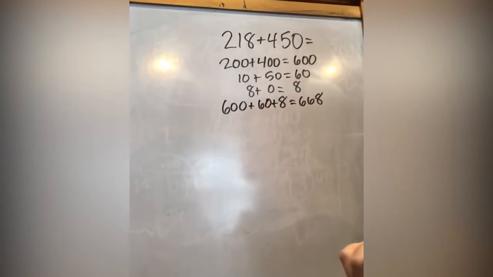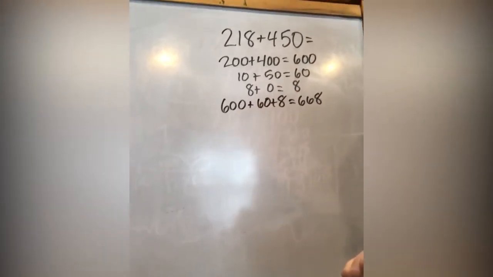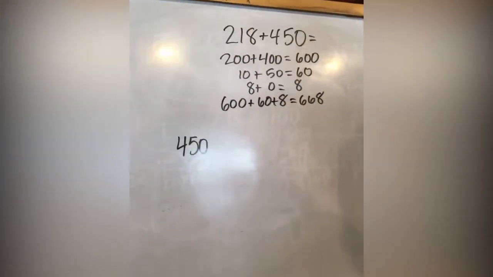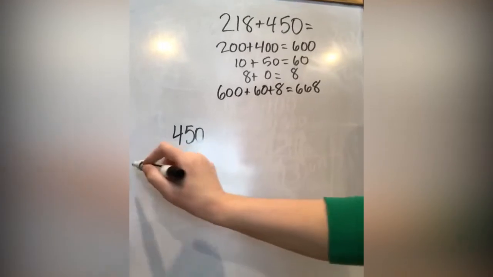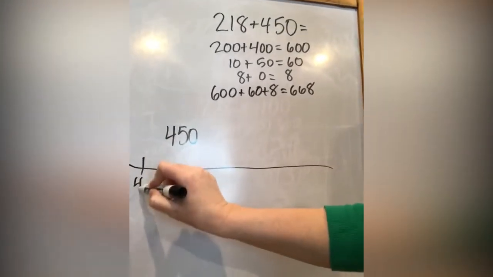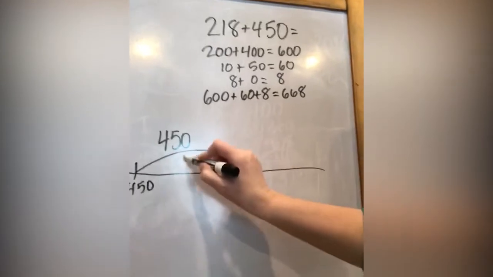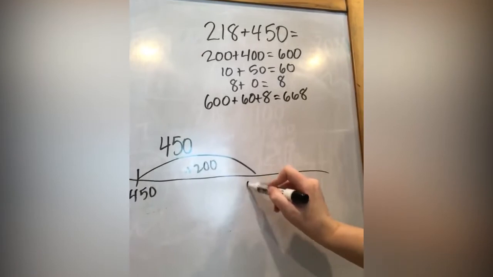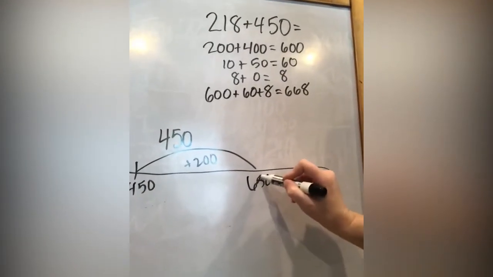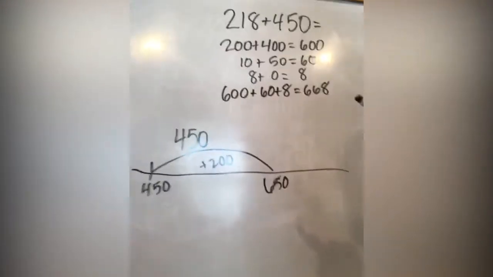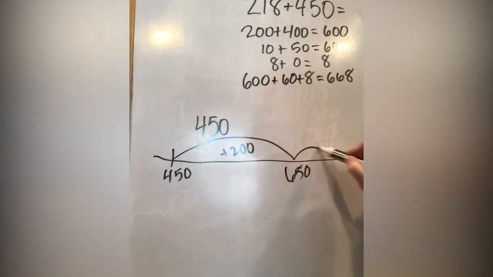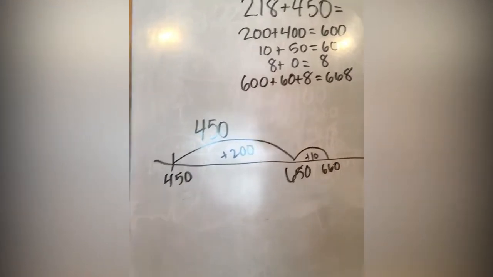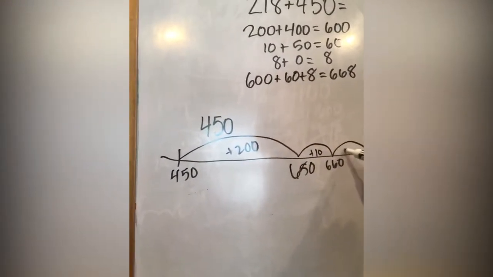If I were looking at this, don't forget we could also start at our larger number, so I might start at 450. So I'm not having to add quite as much on. I'm thinking about a number line, really. 450. Now I just need to add 200. I know that 400 and 200 is 600. So that's going to take me up to 650. And then I have to add another 10. So I'm switching to counting by tens here. I'm up to 660. And then I just have to add 8 more ones.